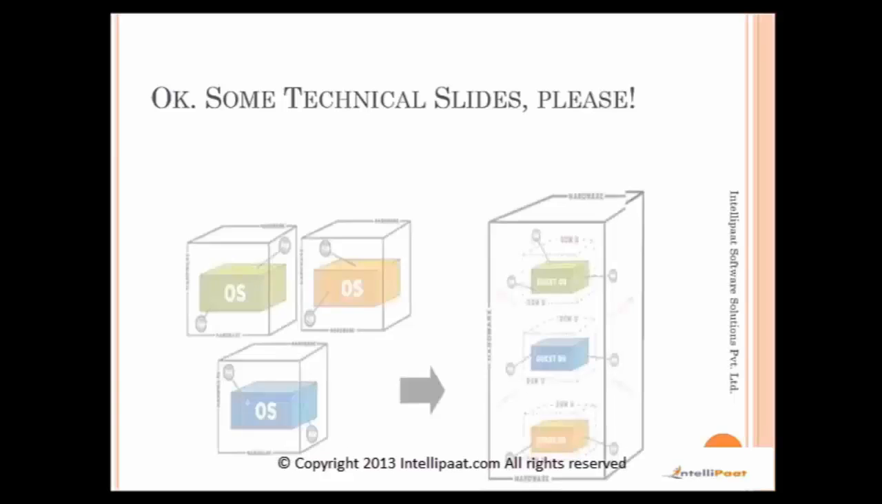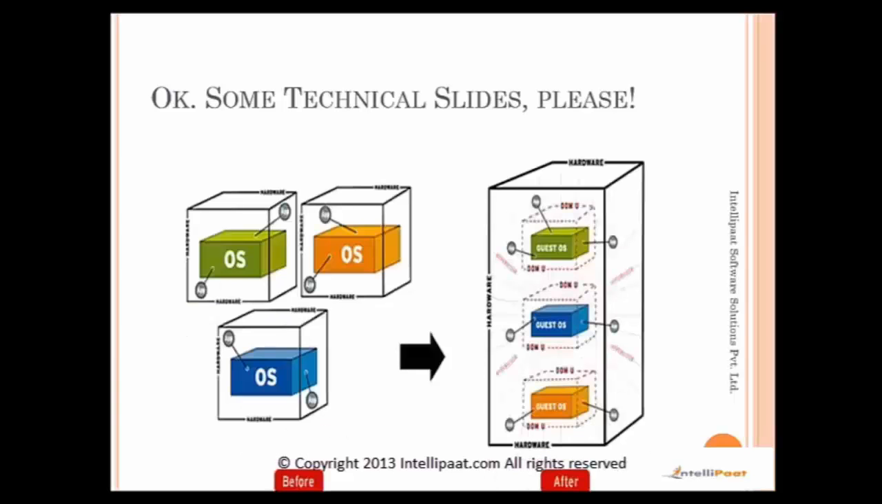What we actually have is multiple individual hardware pieces which have their own operating system plus applications. And post virtualization, they become one single hardware. We have multiple what we call guest operating systems. So the hardware will have a hypervisor layer.